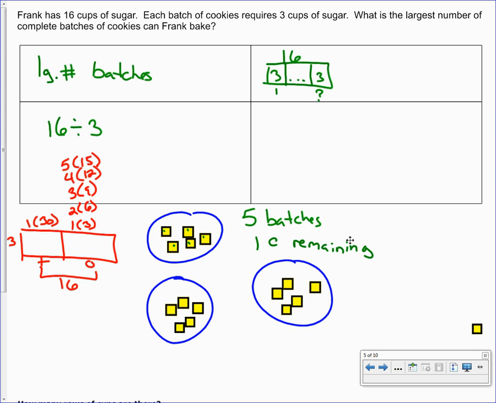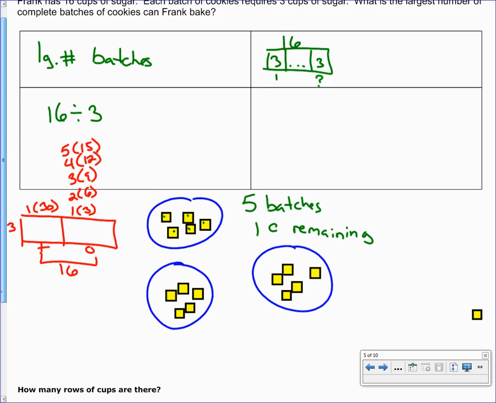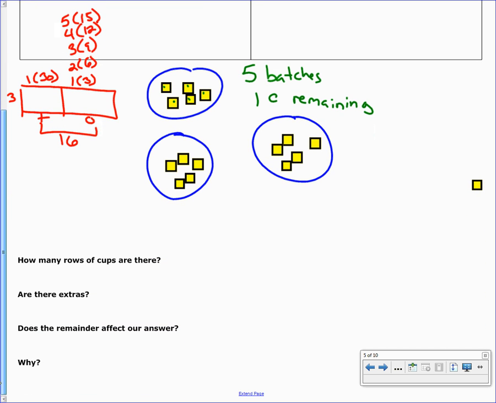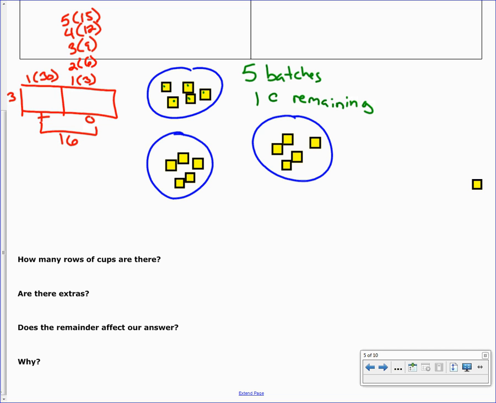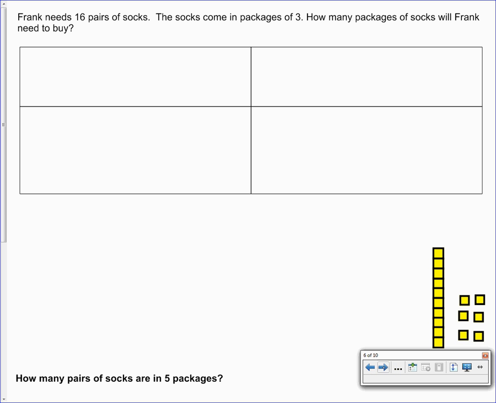Okay, there are some questions that we need to look at. How many rows of cups are there? Well, there are 5 rows. Are there extras? Yes. Does the remainder affect our answer? No. Why? Because it's extra. Now, don't stop there and think that that's the way it's always going to be, because it's not. Sometimes it does matter. Let's take a look at when it would matter.